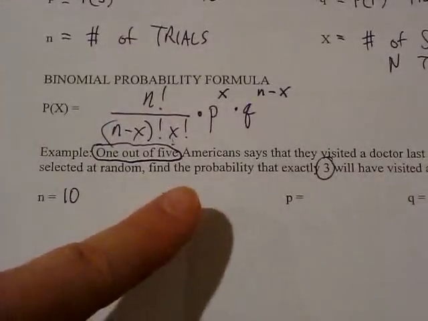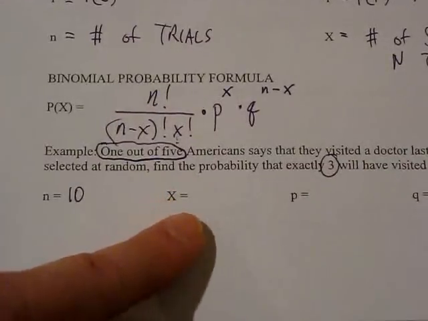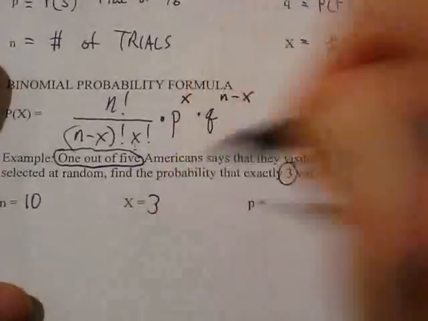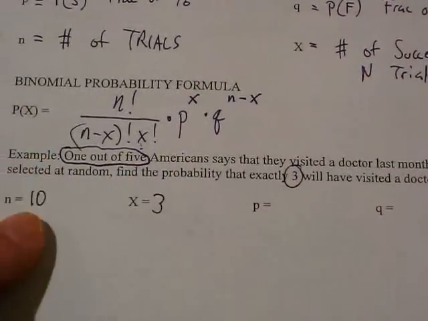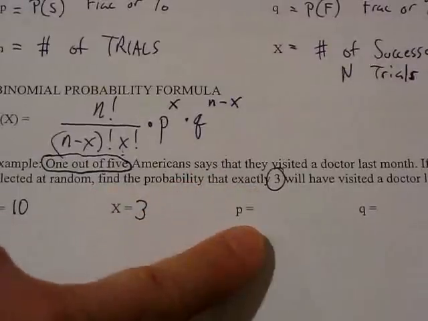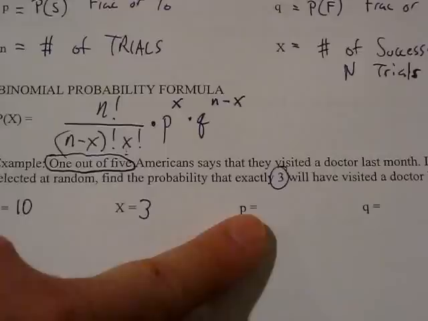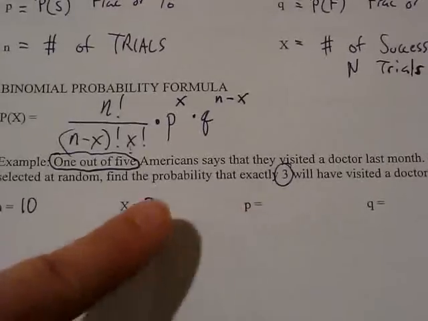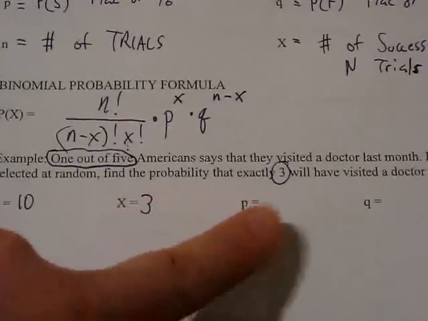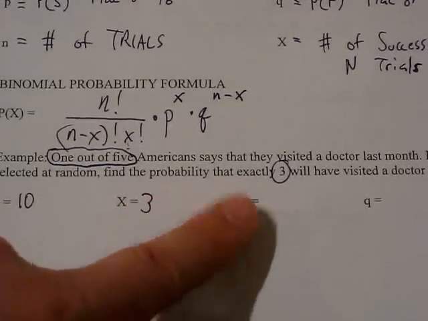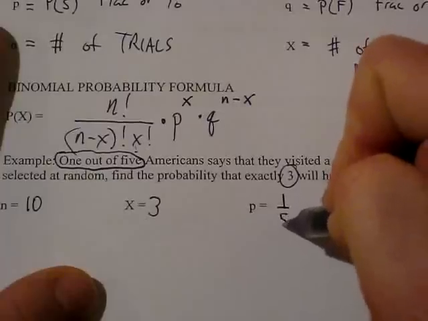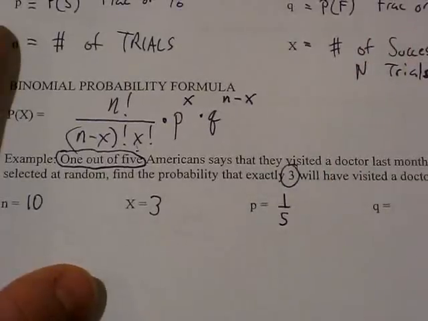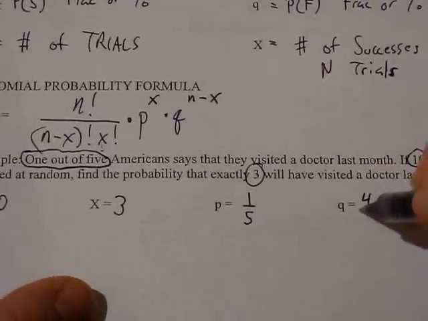X is the number of successes that we want in n trials, so that is going to be 3, because we're looking for 3 out of 10 to have gone to the doctor. Now, here comes the probability. We're looking at how many went to the doctor, so this is 1 out of 5. So here we go, 1 out of 5. And then those who didn't go to the doctor, well, that'd be 4 out of 5.